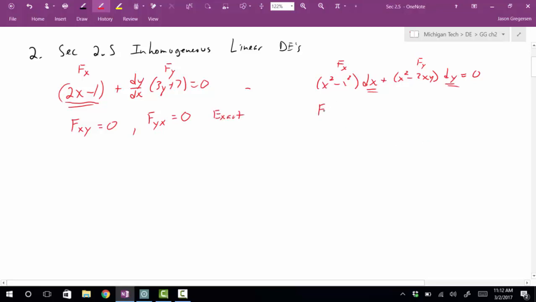Over here, I would calculate the partial derivative of that first piece with respect to y. I would get negative 2y. I would take the partial of this next piece with respect to x, and I would get 2x minus 2y. So not exact.